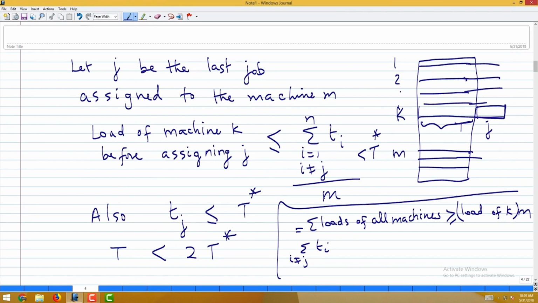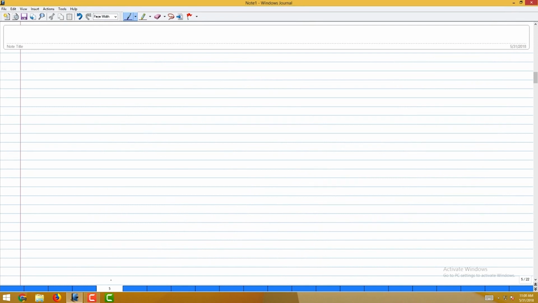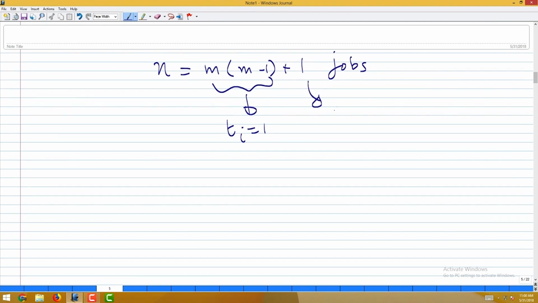So, now let us think about how to improve the approximation ratio. First of all, here is an example which will actually achieve an approximation ratio of 2. It's useful to have such an example. Let us say the number of jobs is m into m minus 1 plus 1, where m is the number of machines. Each of these jobs has time 1, and this one job has t equal to m.